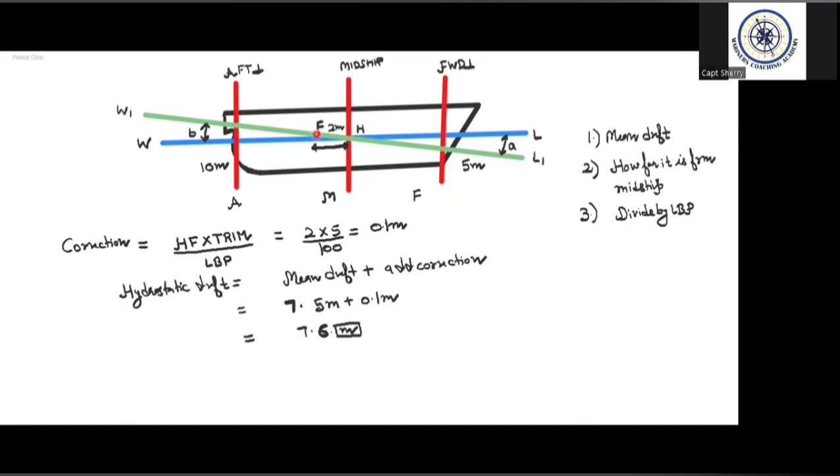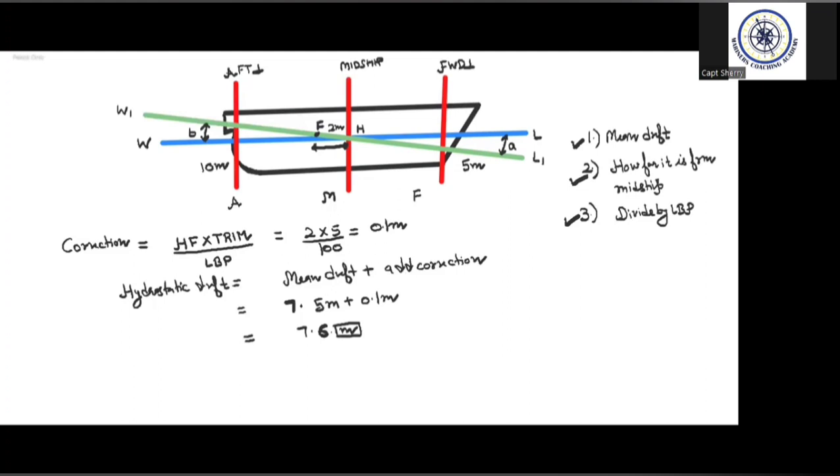So what you need to know is, first of all, the mean draft. What is the mean draft? That is the first step, finding out the mean draft. Then find out where the center of flotation is lying from the midship, how far it is from the midship, and then divide it by LBP. And you will get a correction, and then of course you will have to add or subtract that correction, depending on where the center of flotation is lying. Then you will be finding out the hydrostatic draft.